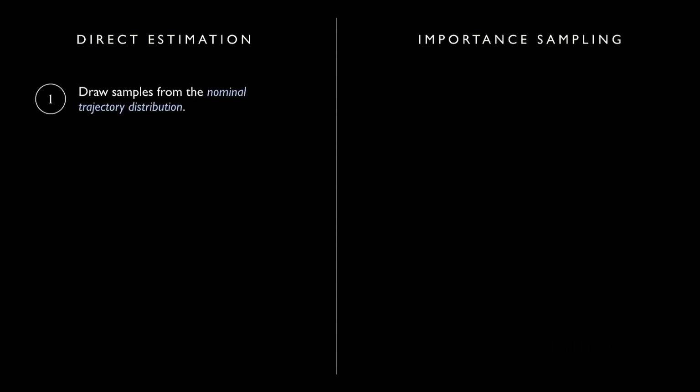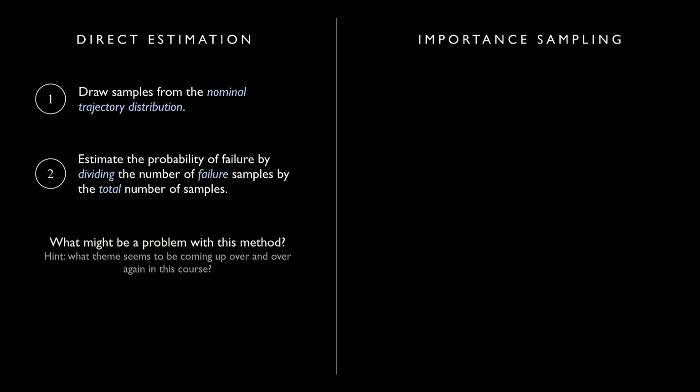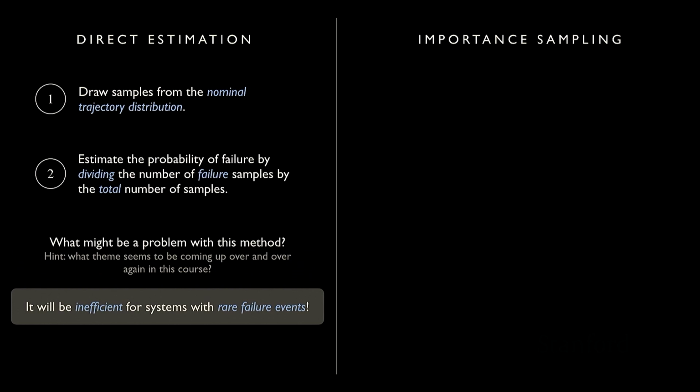So for direct estimation, what we just did was we drew a bunch of samples from the nominal trajectory distribution, and then we estimated the probability of failure by just dividing the number of failure samples by the total number of samples that we saw. Okay, so what might be a problem with this method? This is a pretty rhetorical question because it just keeps coming up over and over again in this course, but it's going to be inefficient for systems with rare failure events.